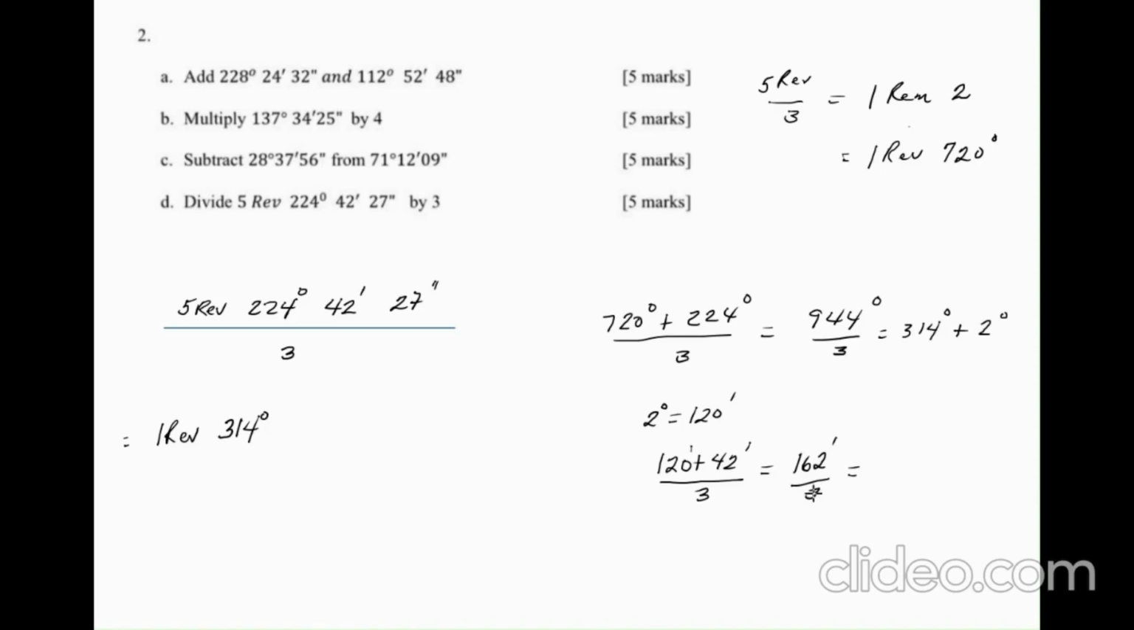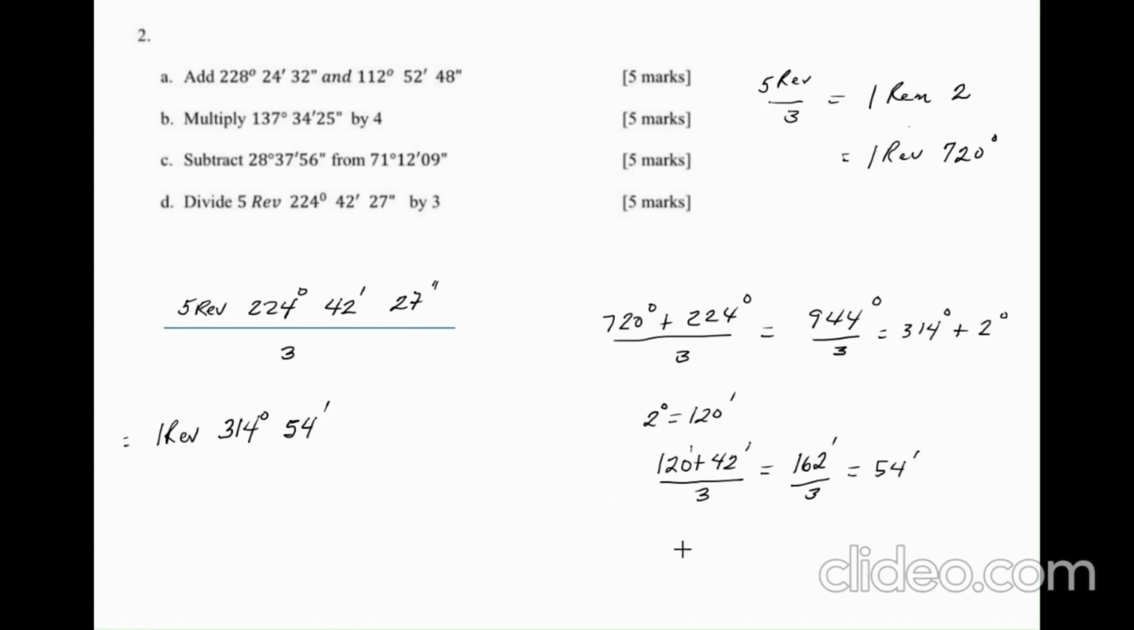When you divide that, 3 into 16 is 5, remainder 1. So then I have 12. 3 into 12 is 4. So this is 54 minutes. There is no remainder. This becomes 54 minutes.